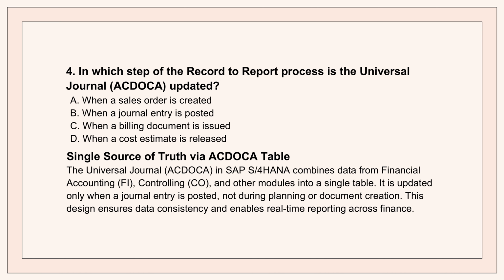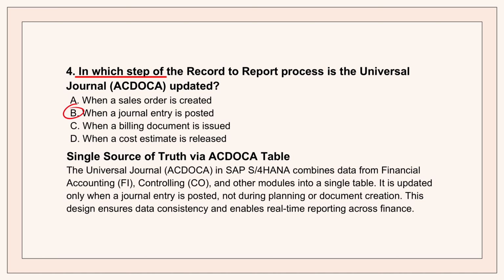Okay, next question. This one's about the Universal Journal, ACDOCA. Big topic. Very big. The question is, in which step of the record-to-report process is the Universal Journal updated? Options. A, when a sales order is created. B, when a journal entry is posted. C, when a billing document is issued. Or D, when a cost estimate is released. This feels pretty foundational. It absolutely is. And the correct answer is B, when a journal entry is posted.